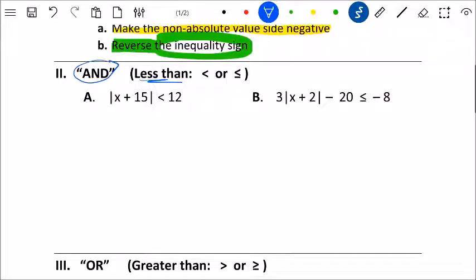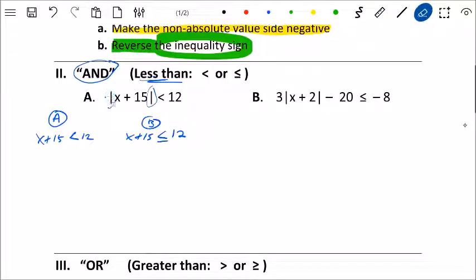Well, first, this is the first problem, and I'm going to do case A, x plus 15 less than 12. In case B, x plus 15 less than or equal to 12. Notice it's because the absolute value side is by itself. There's nothing else over here. There's nothing to clean up. So we don't have to clean it up. We can just immediately go into case A and case B and take away the absolute value bars. So remember that. Take away the absolute value bars.